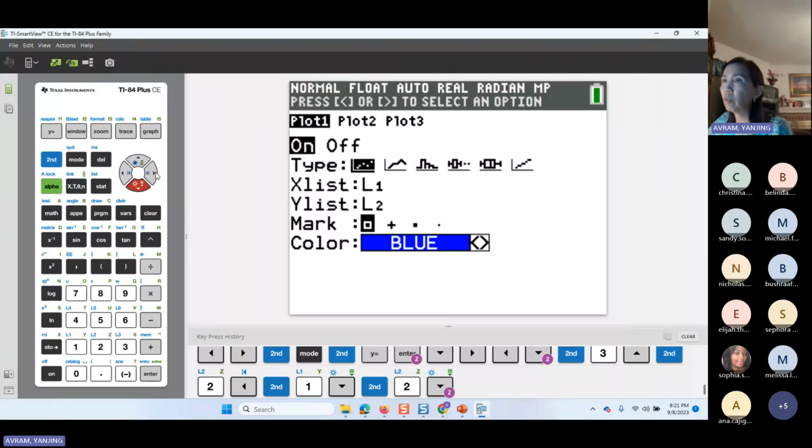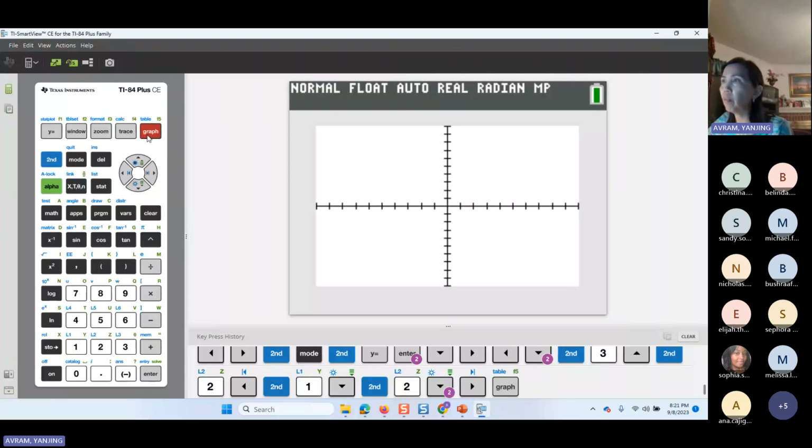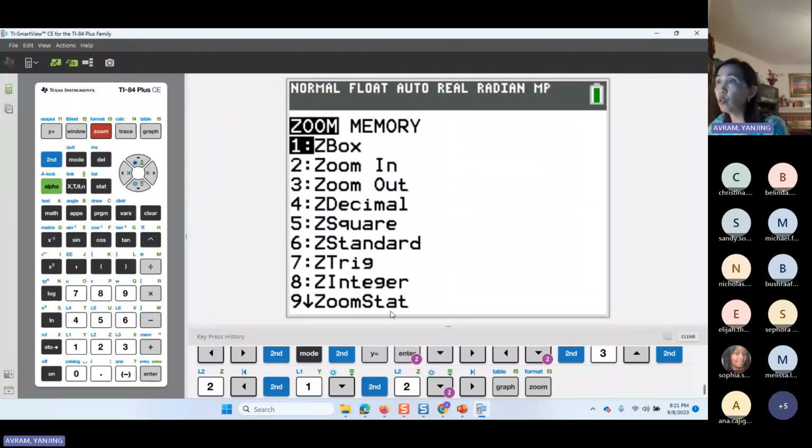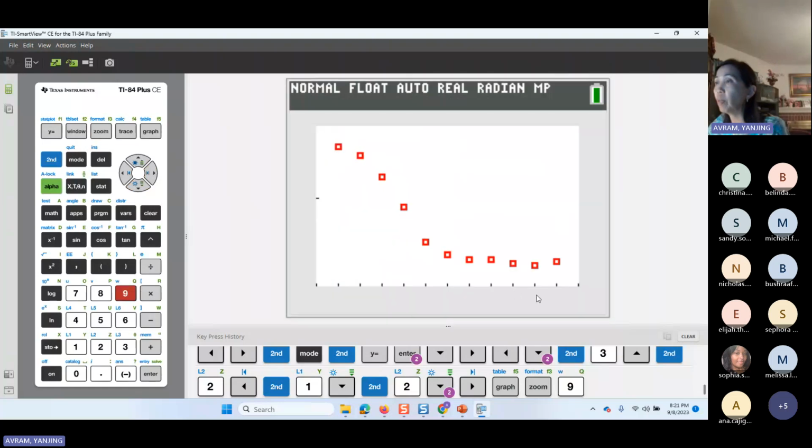You can change it into a different color in here, but some calculators don't let you change the color, right? We're going to go ahead and hit graph. When you hit graph, you probably don't see anything because this coordinate window is kind of 20 by 20. It couldn't show the numbers we have in there. So we're going to go to Zoom, Zoom number 9, Zoom Stat, Zoom Stat is our favorite. So I'm just going to go to Zoom number 9.